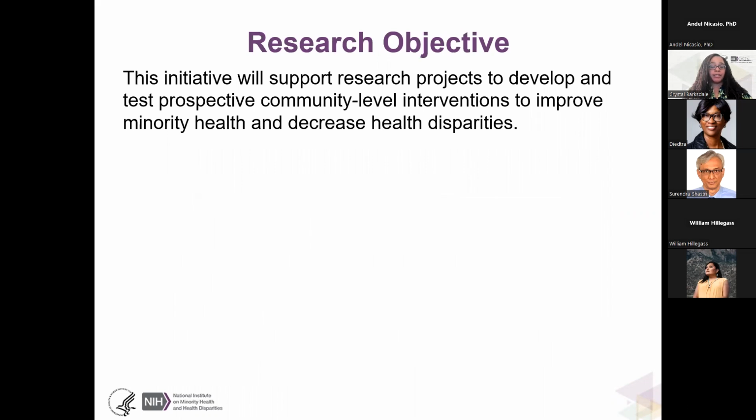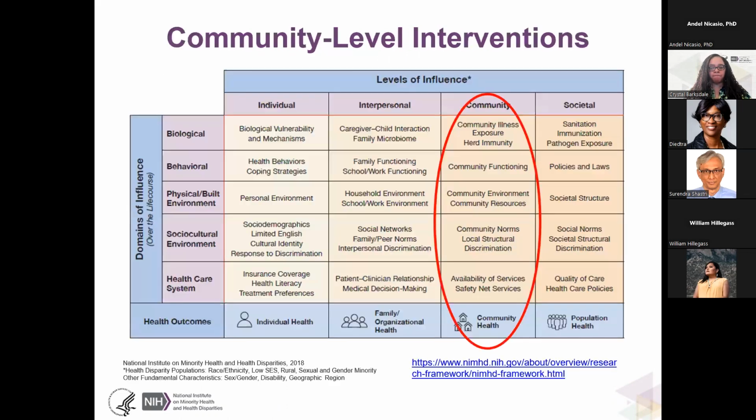Therefore, the primary objective of this RFA is to support research projects to develop and test prospective community-level interventions to improve minority health and decrease health disparities. So, talking a little bit more about community-level interventions, since they represent the core of this RFA, as noted previously, a community-level intervention is an intervention that modifies community characteristics, such as the physical or social environment, laws or policies, etc.